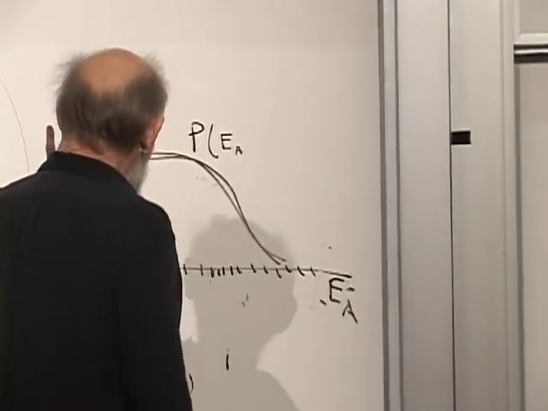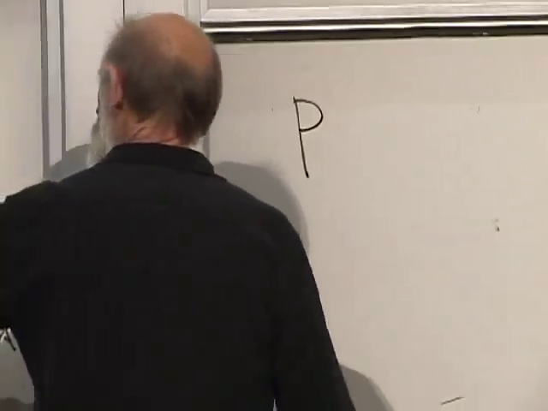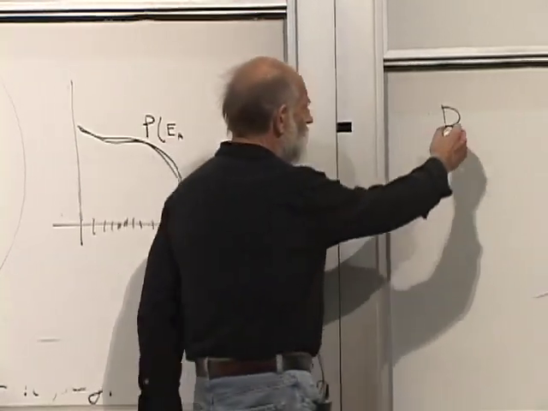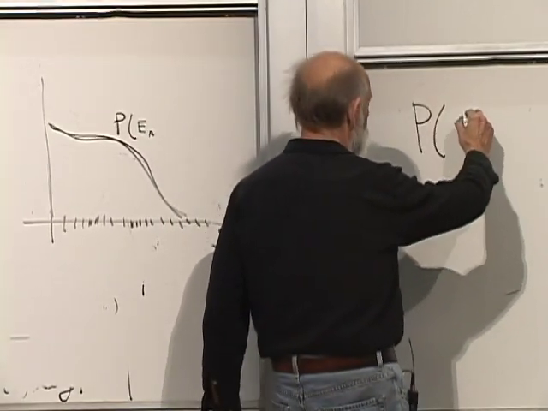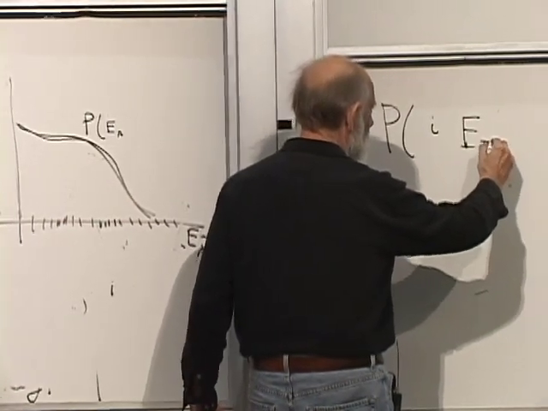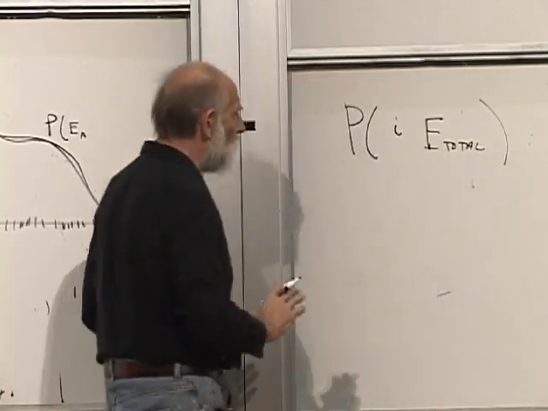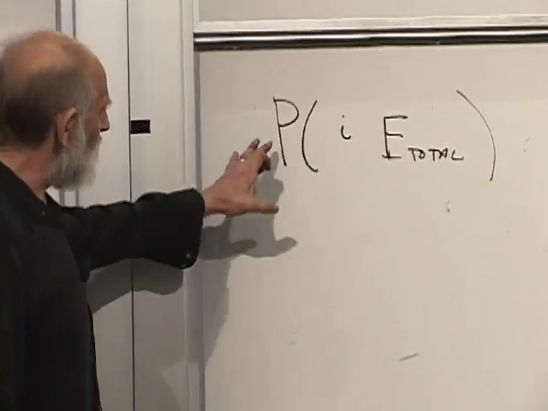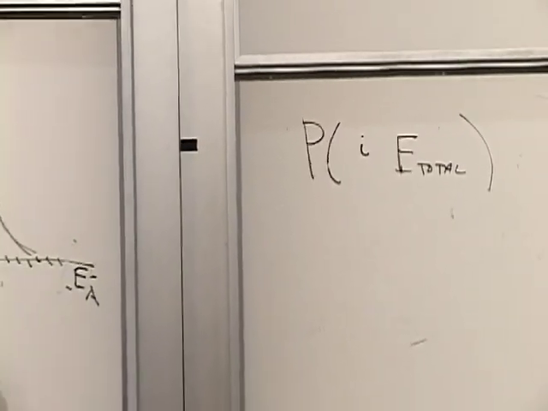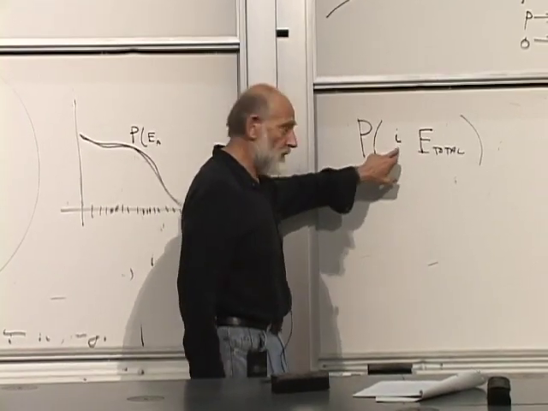All right, so it's parameterized. You have a probability distribution, which, in fact, we can just say it's a function of the state of A and the total energy, if you like. The total energy parameterizes the probability distribution. Change the energy, you change the probability distribution of A over its states. The states of A are I.